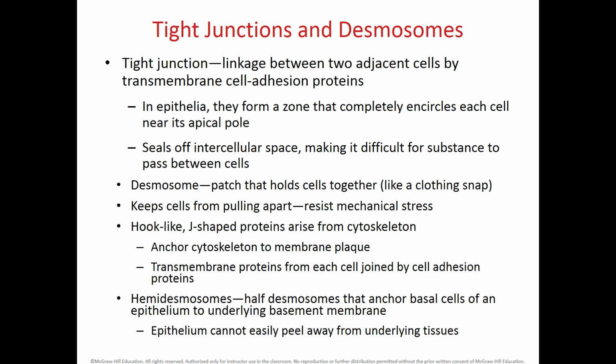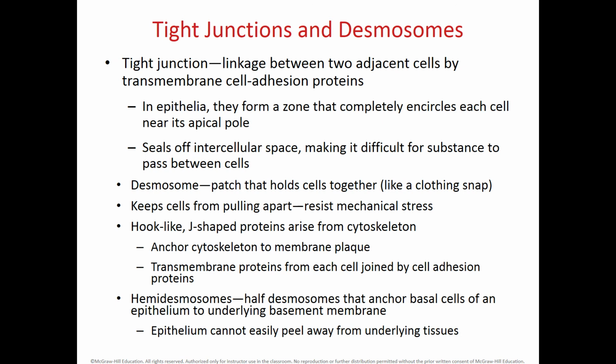Now, we have other connections that we call the desmosomes, which patch and hold the cells together like a clothing snap. This will help to keep the cells from pulling apart, resisting mechanical stress. Examples where we have these desmosomes very abundantly are in the cells of the epidermis. They also help to prevent the cells from having abrasion.